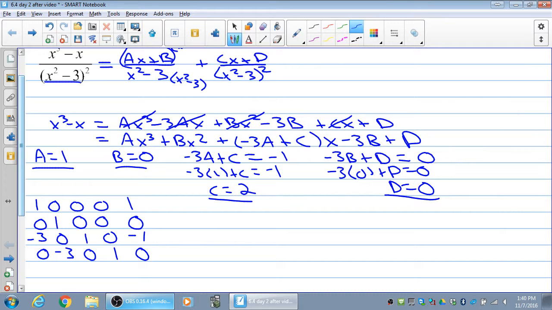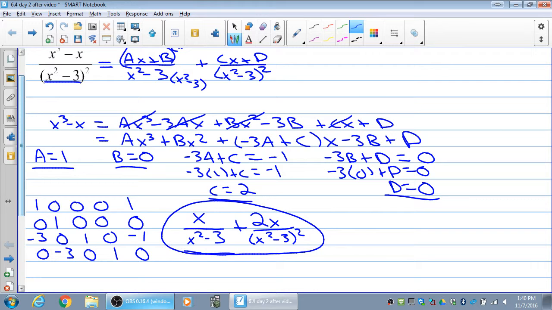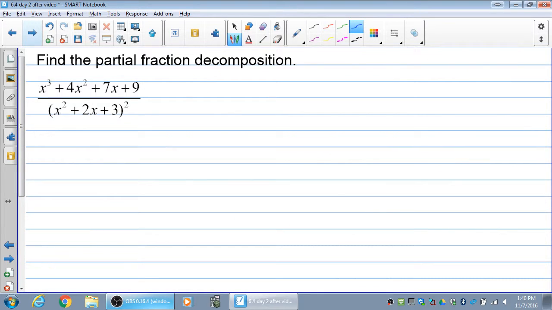All right, we haven't written the answer yet. We got ax plus b, a is 1, so x plus 0, over x squared minus 3. C is 2, so 2x, and d is 0, over x squared minus 3 squared. There's your final answer right there. Cool. Good stuff. These are pretty algorithmic. It's the same stuff over and over again.